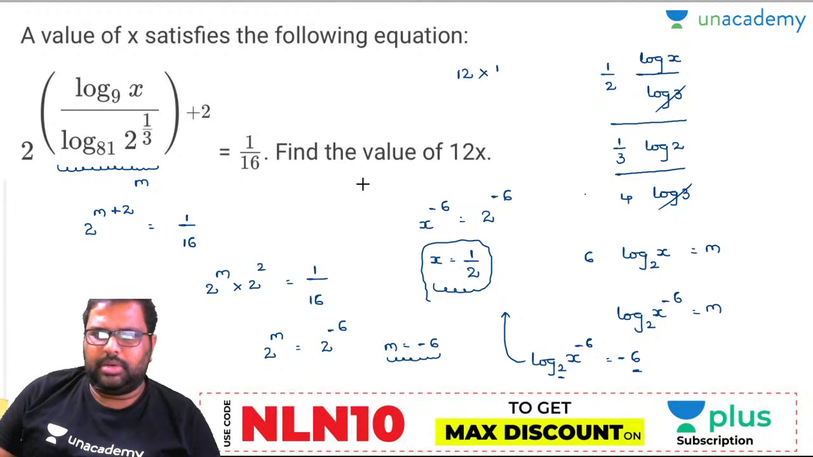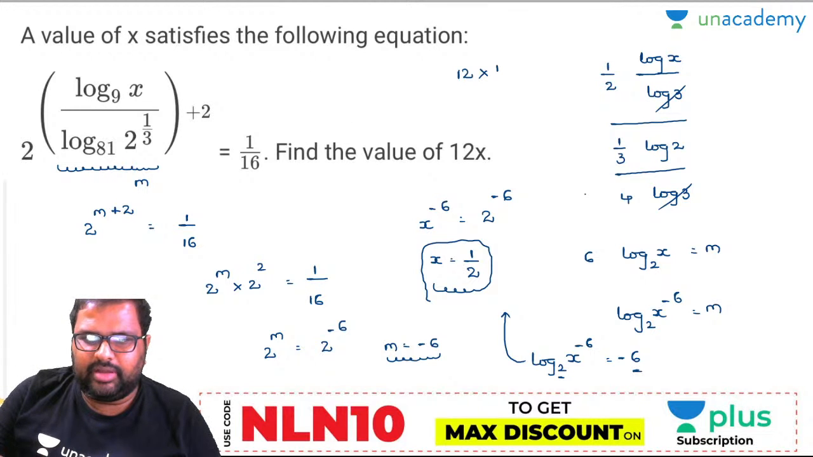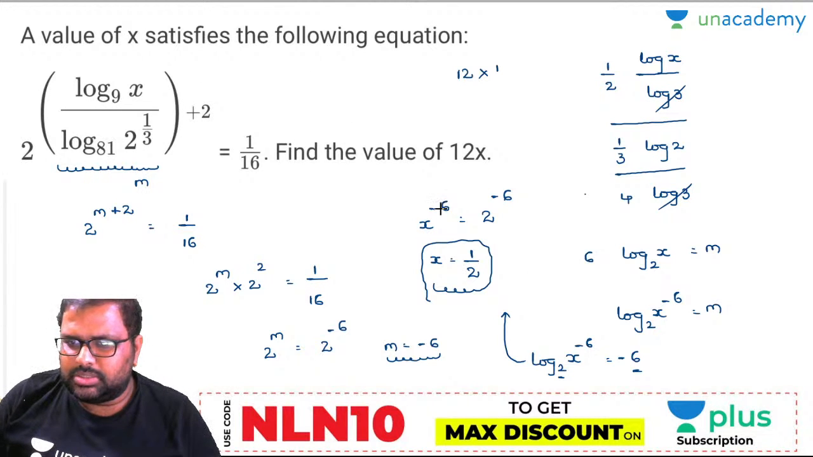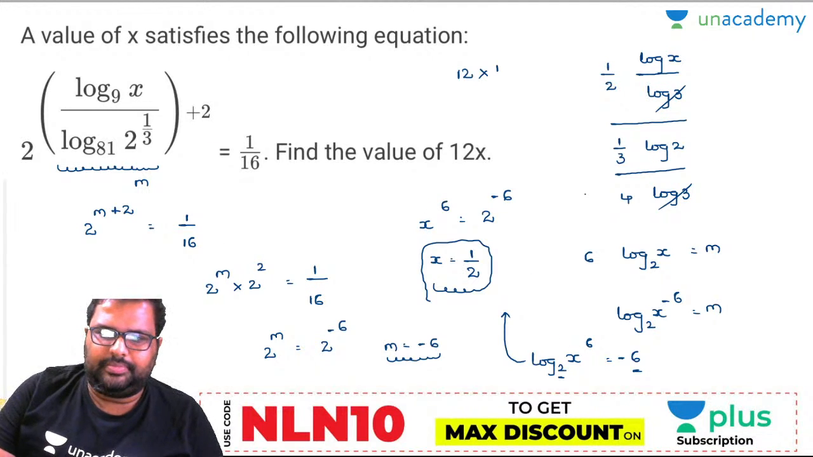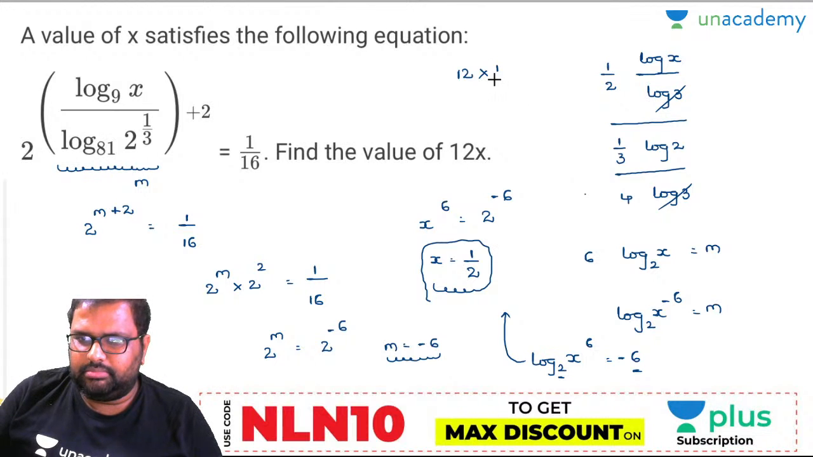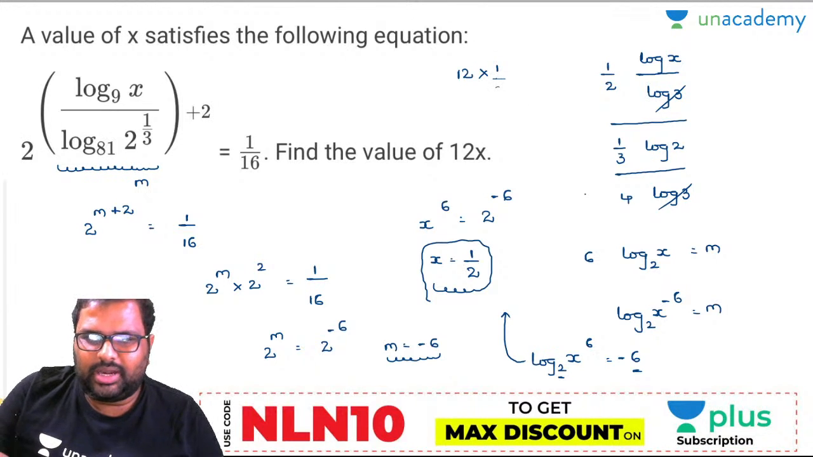Oh, sorry ma'am, sorry. Yes, we have written it right. This is x to the power of 6, not minus 6. Yes, x to the power of 6, this is. Yes, perfectly right. So this becomes 1 by 2 only. Finally, I wrote the correct value only, x is 1 by 2.